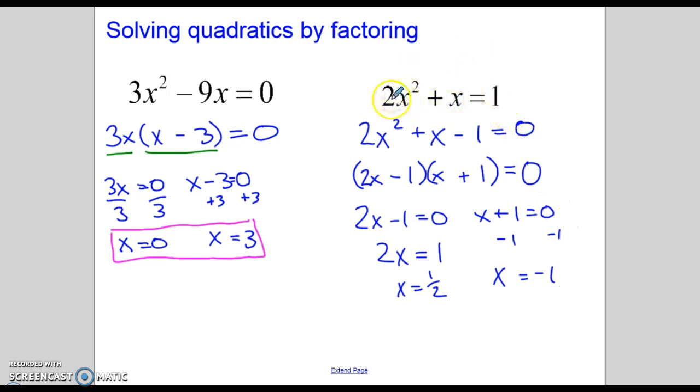And again, if you plug both of those into our original equation to check them, you will see that both of those answers work. So there are my answers, and that's how you solve by factoring.